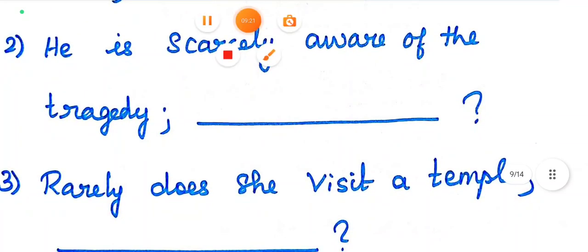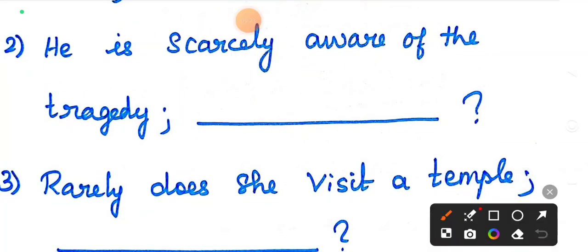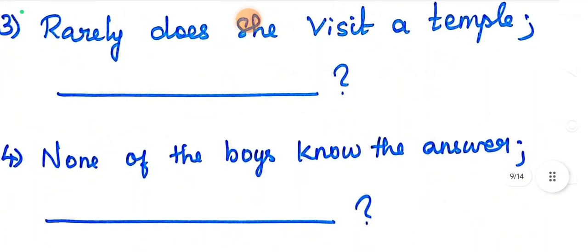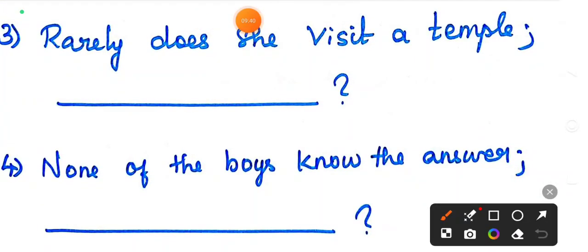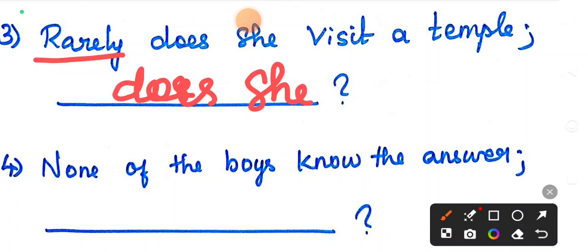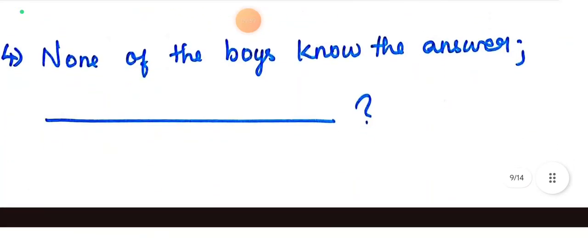He is scarcely aware of the tragedy, which means he is not aware of the tragedy. So the sentence is negative. So we use a positive tag. The auxiliary verb is. Pronoun is he. Is he. Third one. Rarely does she visit a temple. Rarely is a semi-negative word. So the sentence is negative. We shall use a positive tag. Does she. Because the sentence is negative.